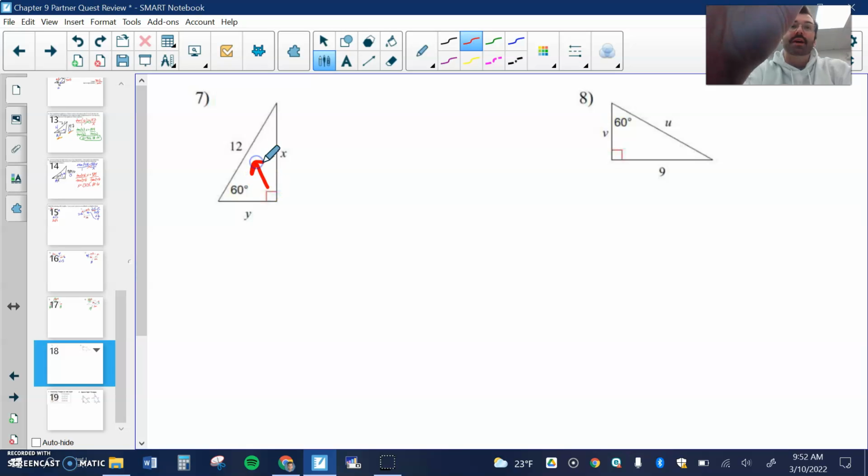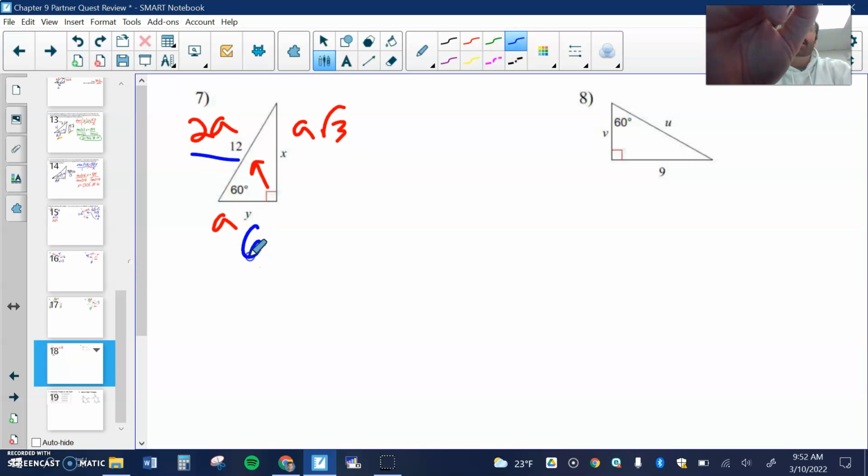This is across from 90, so 30, 60, 90, so 2a, a root 3, and a. Well, if 2a is 12, that means a has to be 6. 12 divided by 2 is 6, or 2 times 6 gives me 12. That means this is 6 root 3.